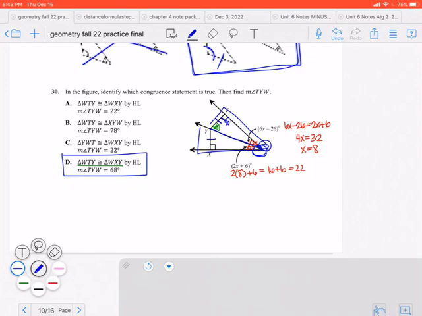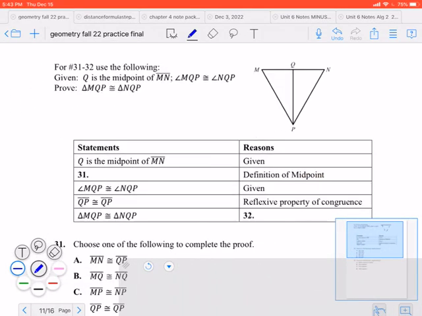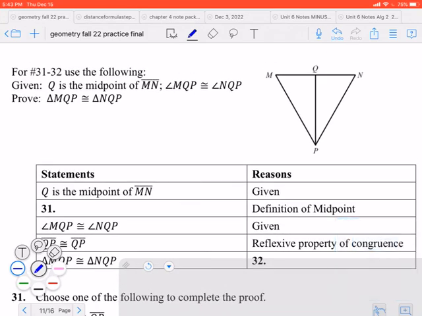Okay, geometry, video 4, 31 through 40, and this is the last one. Looks like we've got another proof. Given Q is the midpoint of MN. Remember, that means that Q is cutting that segment into two equal pieces. So we would be able to say after that those two sides are congruent.